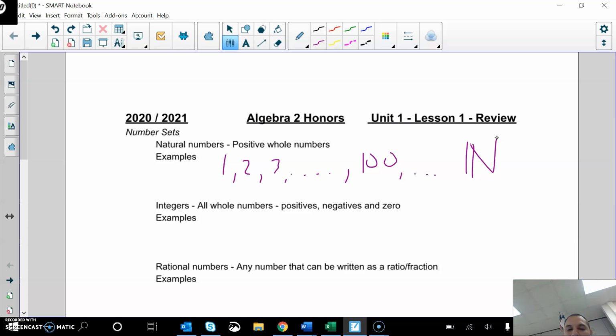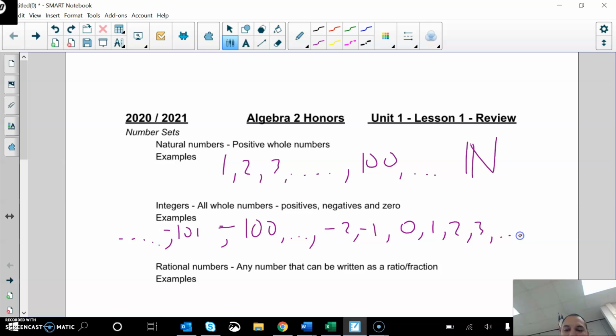All right, integers, all whole numbers. All right, negative, I don't know, 100, negative 101, and so forth and so forth. Negative 2, negative 1, we're going to include 0 now, 1, 2, 3, and so on and so on. So all the whole numbers, those are integers. The symbol for that set is a bolded Z. If you're handwriting it, just include an extra little line on this piece here. So those are our integers.